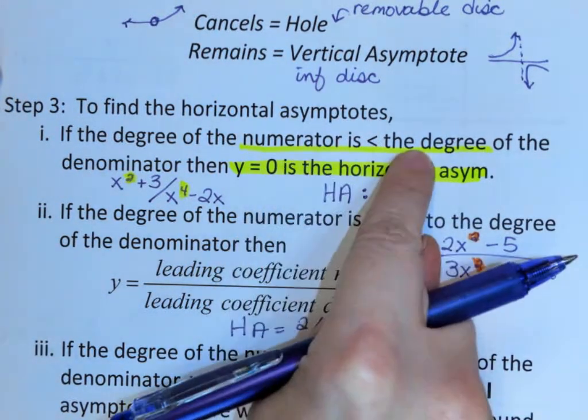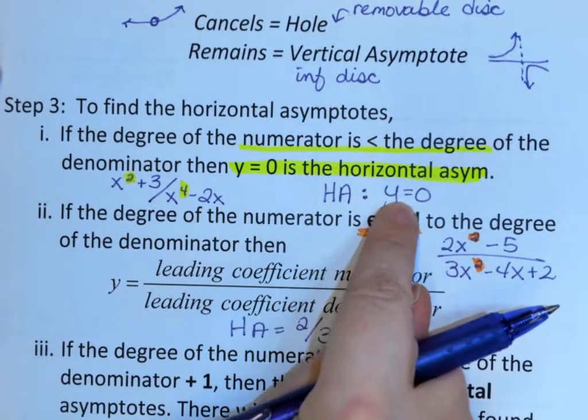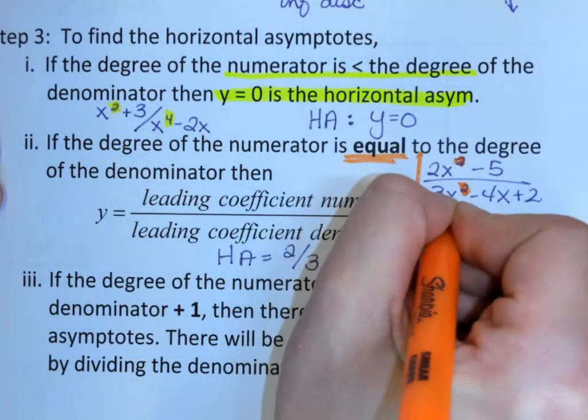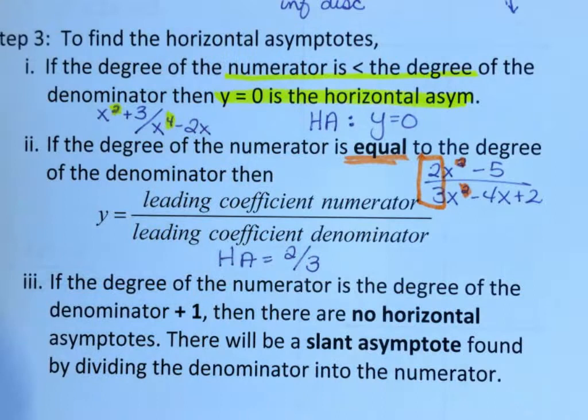So if the top is less than the bottom, y equals 0. If the top is equal to the bottom, all you're going to do is make a fraction out of those coefficients.